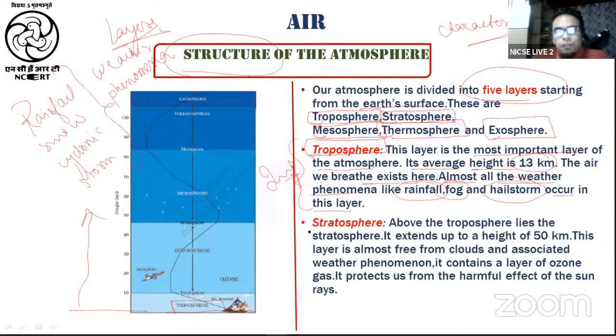Then the next layer that we have is the stratosphere. Fine. Above the troposphere lies the stratosphere, and it extends up to a height of 50 kilometers. What is its width? Its width is about 50 kilometers, right? This layer is almost free from clouds and associated weather phenomena. Meaning, the weather phenomena I was talking about are mainly confined to the troposphere and not found in the stratosphere. It contains a layer of ozone gas, and this gas protects us from the harmful effect of the sun's rays.